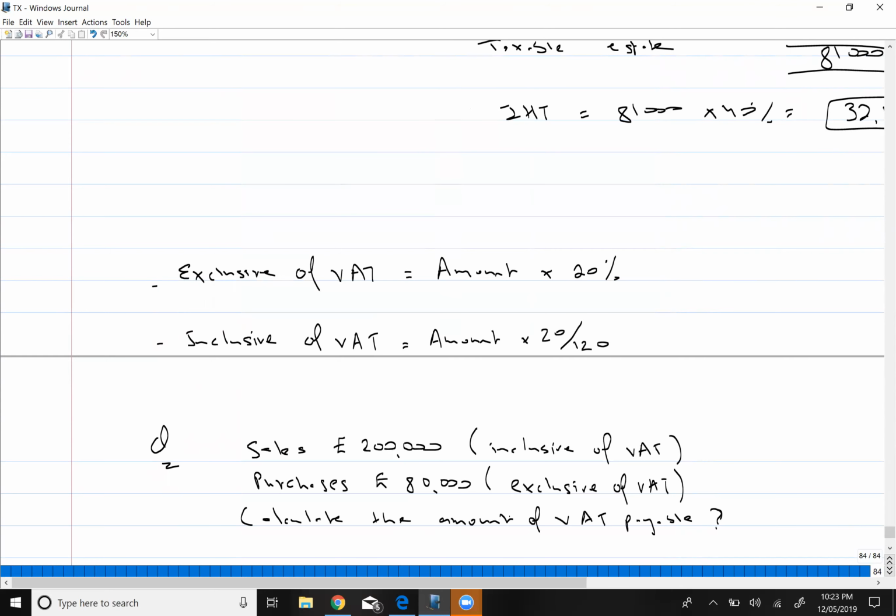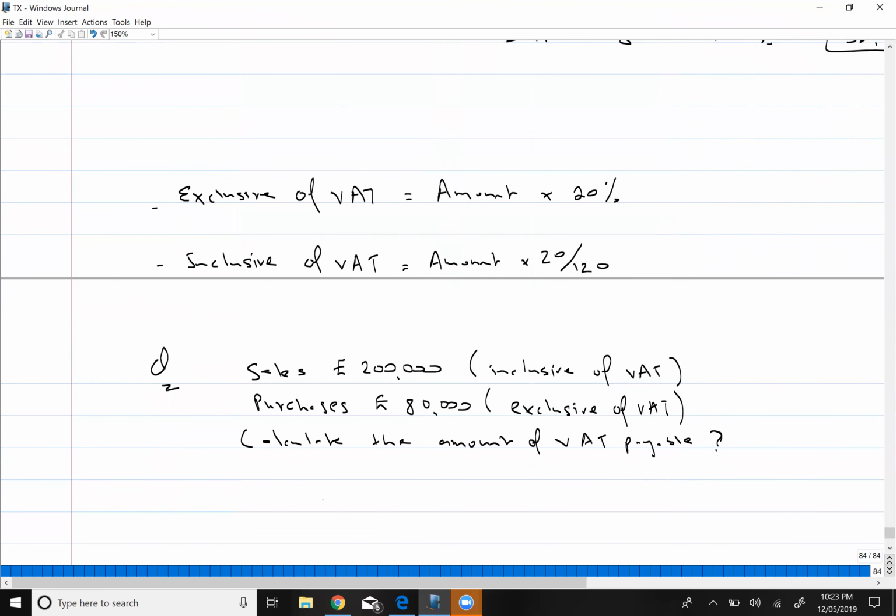VAT which is paid on sales is known as output VAT. Sales are 2 lakh, and it says this is inclusive of VAT. So in this 200,000, VAT is already included, and I just need to compute the amount of VAT. You will take the amount 200,000 into 20 divided by 120, which is going to be 33,333.